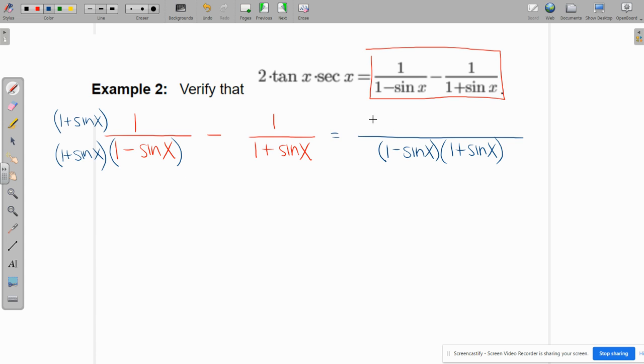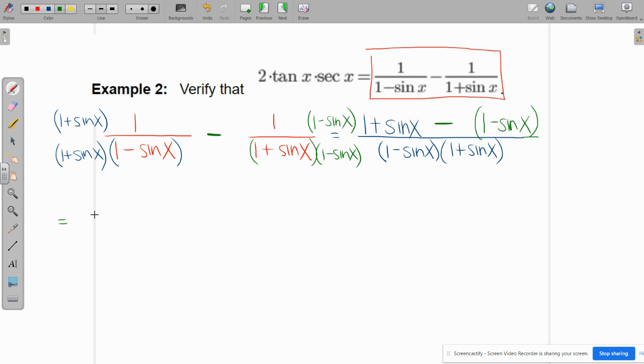1 times 1 plus sine of x is 1 plus sine of x. I have a minus sign here, so I'm going to put the minus sign over here. And then over here, I have 1 plus sine of x, so I'm missing the 1 minus sine of x factor in the denominator. So I'm going to multiply by that in the denominator and the numerator. So 1 times 1 minus sine of x is 1 minus sine of x. Now, if you write it like this, technically you're not correct because you're subtracting the entire numerator. It needs to be in parentheses.